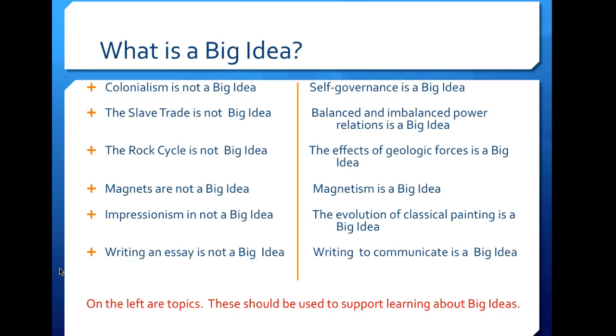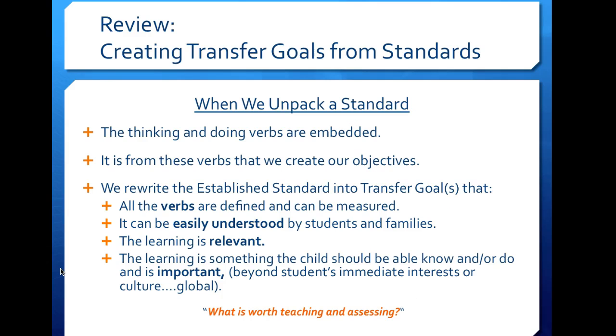Magnets are not a big idea. Magnetism is a big idea. Impressionism is not a big idea. I love Impressionism. But the evolution of classical painting is a big idea. How did we get to Impressionism? How did that happen? Who were the leaders in it? And those are the essential questions, right? Writing an essay is not a big idea. Writing to communicate is a big idea. What are you communicating? How you're communicating? So the left are topics. These should be used to support learning about big ideas.